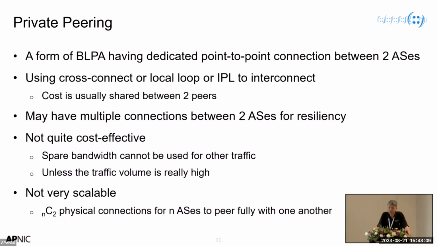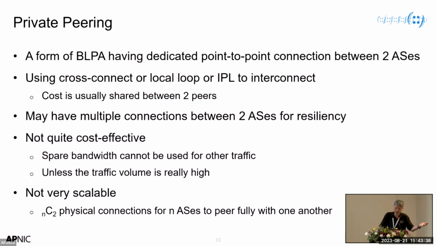If it's over a private circuit between two parties, we call it private peering. It is a form of bilateral peering over a point-to-point circuit. It can be a cross-connect within the same data center. It can be a local loop across your two different data centers. If it's across two different countries, of course, it's an IPL, International Private Leased Line.